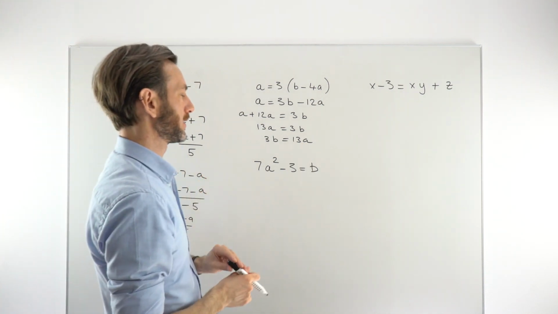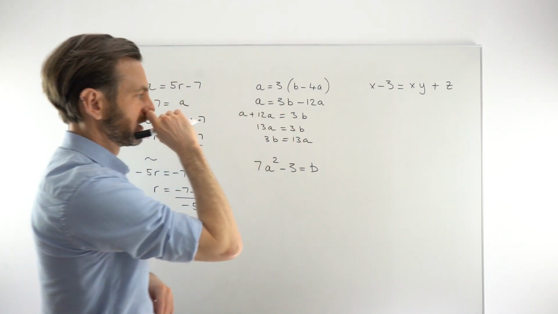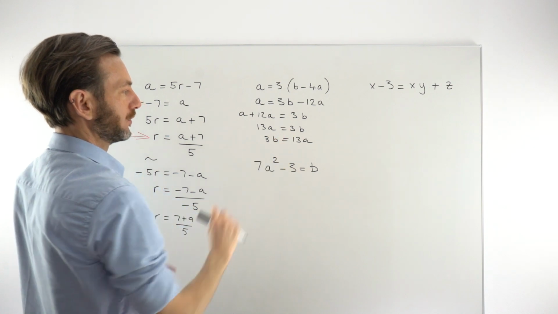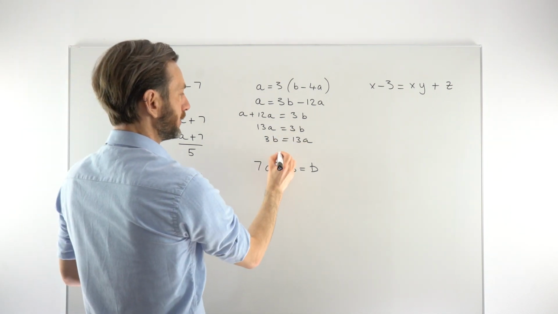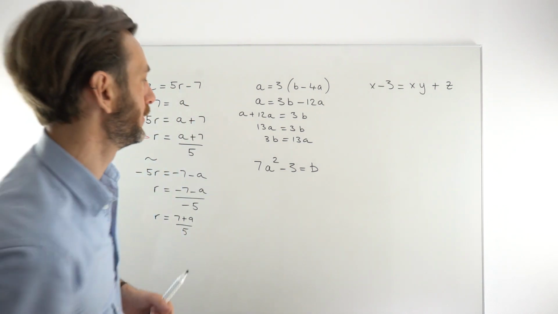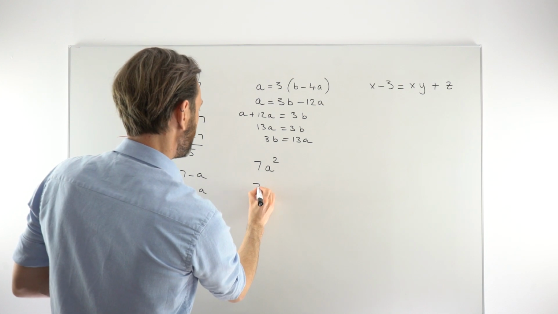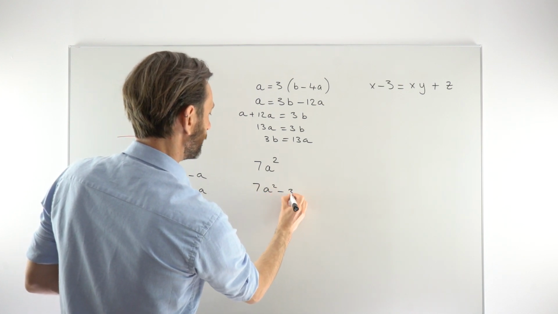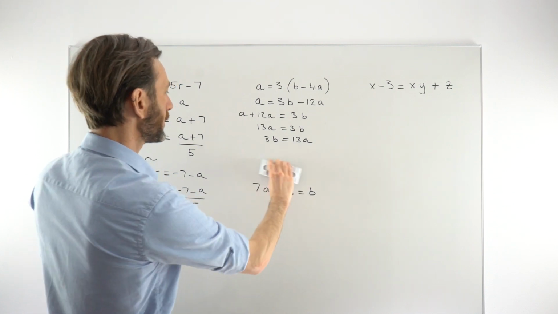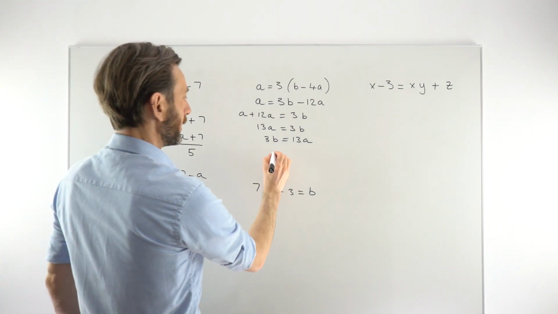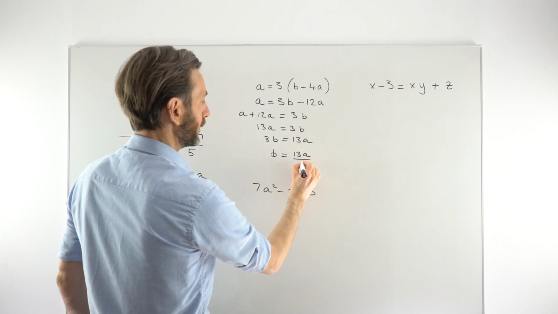You'll find your own kind of style with these as well. There's more than one way to do them. You don't necessarily have to follow exactly the same method as everyone else. Not everyone will spin that around at that point. That's up to you. I just did that to get the B on the left. Dividing both sides by 3, and we get B equals 13A over 3.